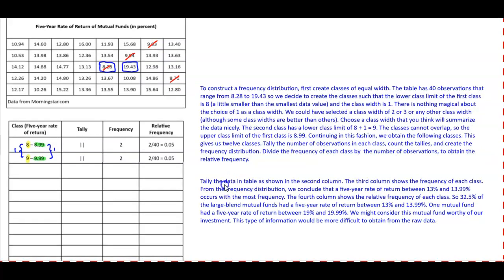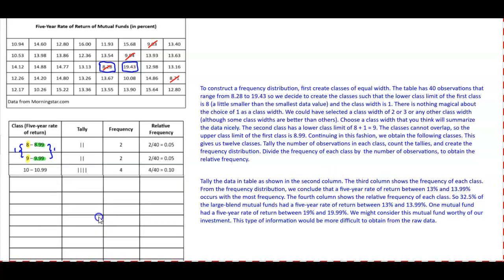Okay, so we're going to tally the data in a table as shown in the second column. And then the third column again shows the frequency of each class. And then from the frequency distribution, we conclude that a 5-year rate of return between 13% and 13.99% occurs with the most frequency. Now we'll go ahead and see that. So let's take a look at the next one here.